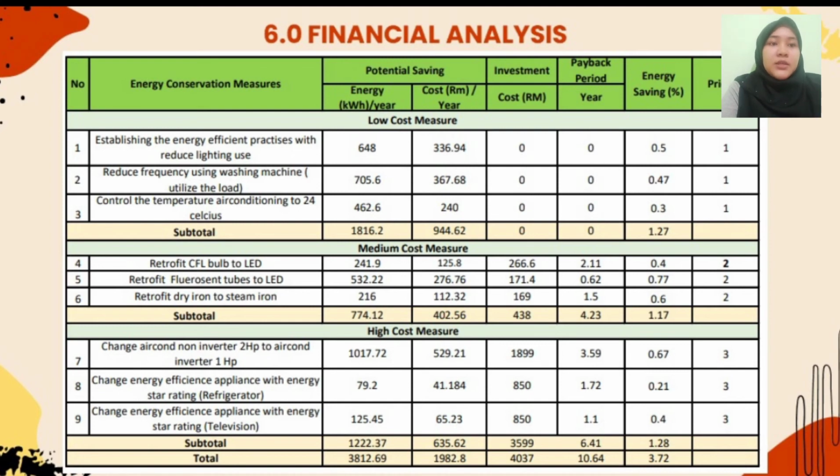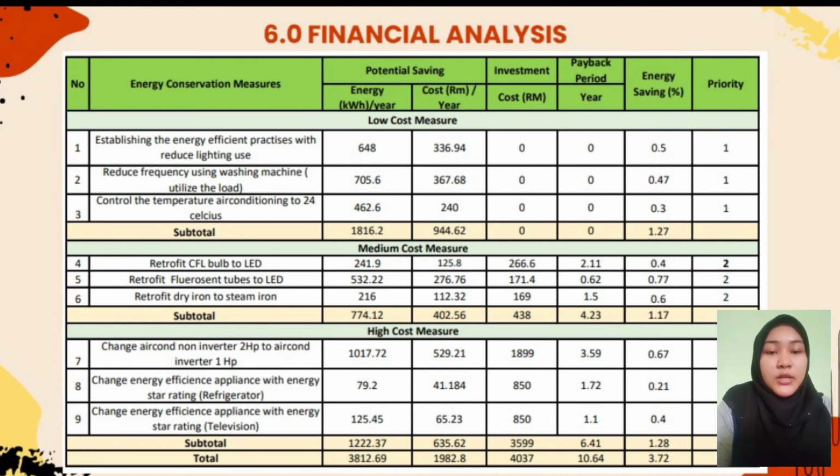Then for the investment, I calculate all 9 proposed energy savings like that. The investment is which product we want to buy to save energy. Then the payback period is the investment divided by the cost, and then we get the duration. Then for the energy saving, it is the difference between the actual and the new proposed energy, divided by the actual and times 100, which gives the percentage energy saving.